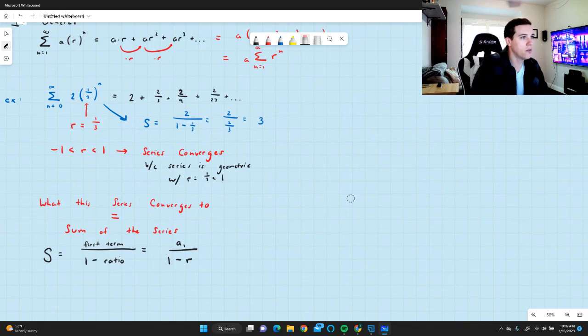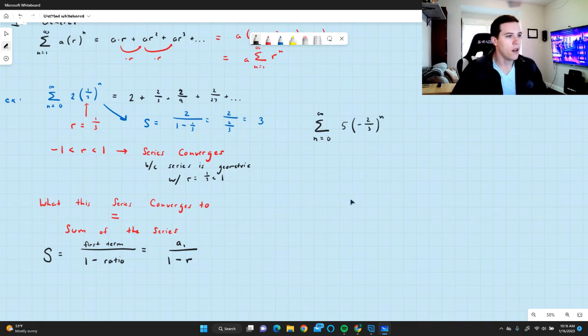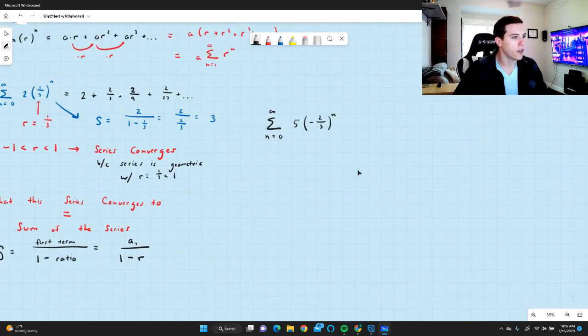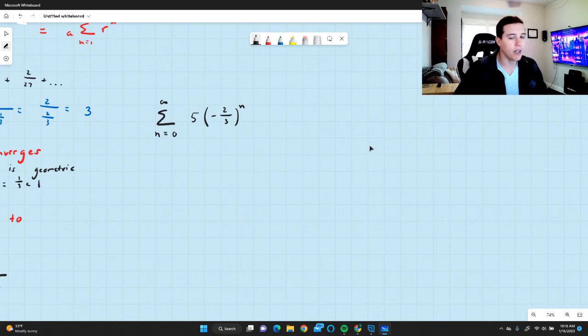Next example, let's do the series from n equals, we'll go 0 again, to infinity of 5 times -2/3 to the n. And the question is, does this converge or diverge? And if it does converge, can you find what it converges to?